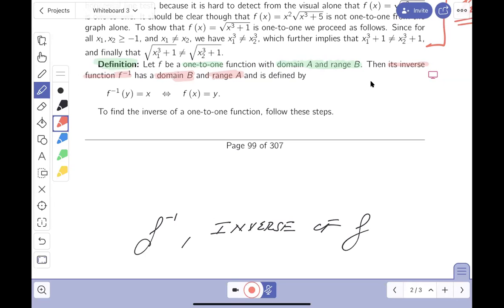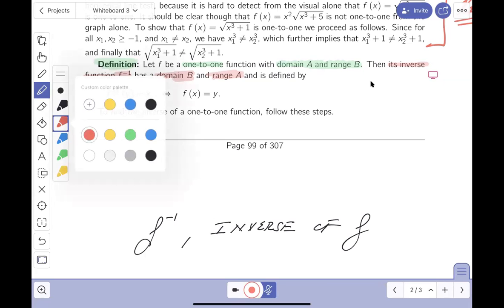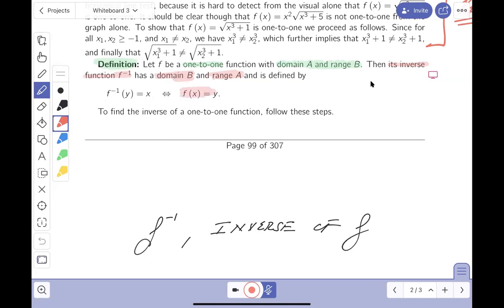All right. They write this stuff over here. f inverse of y would give you x. f of x gives you y. I'm going to say this again. x becomes y becomes x.